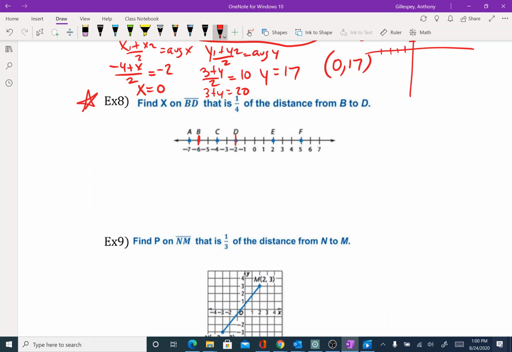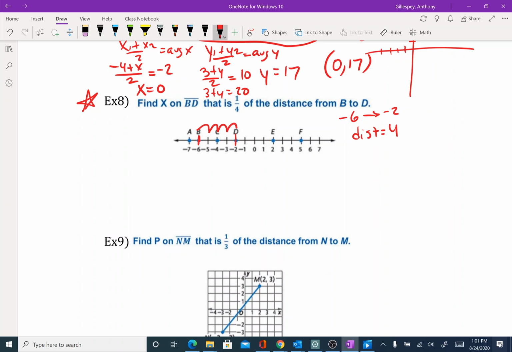And D is at -2, right? So -6 to -2. All right, here's what we're going to do. We're first going to figure out how far it is between B and D. Well, it's from -6 to -2, so the distance is 4 units. We can see that, right? 1, 2, 3, 4. 4 units.